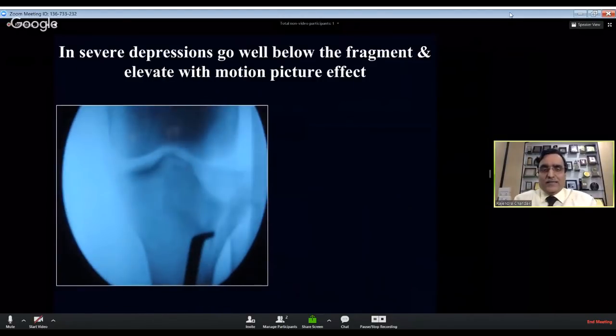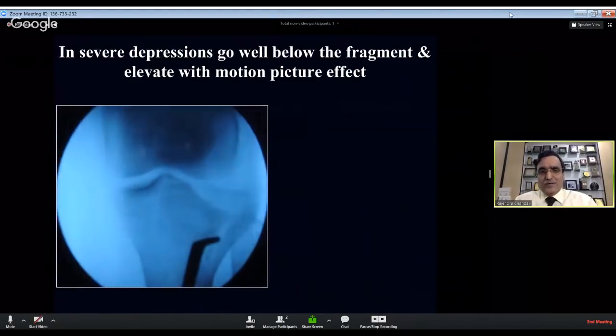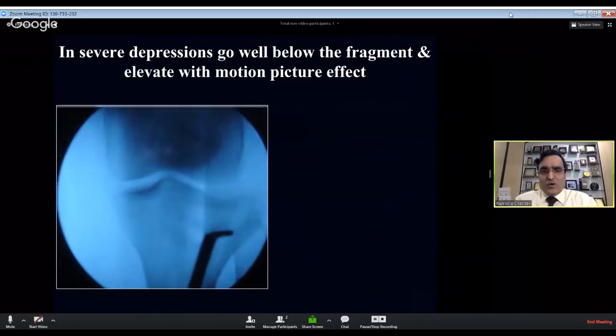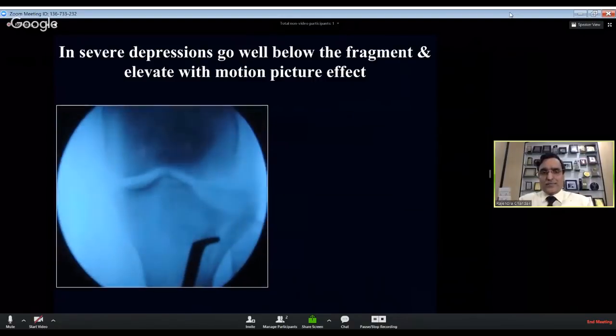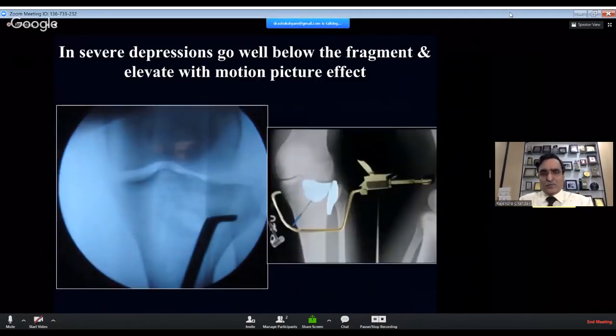Very easy. Get the punch below it, way below it, and then start punching. You can see the animation, and this I call a cine effect. If you keep the C-arm stand still there and take multiple shots at that level, it gives you an exact idea that this is elevated. So it is depressed. Now it is fully done.